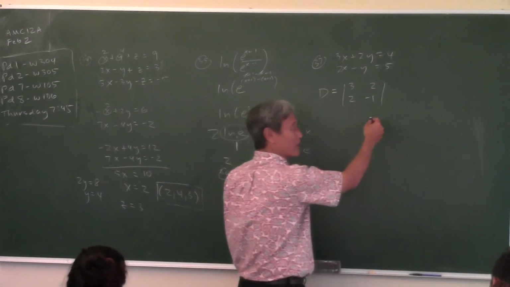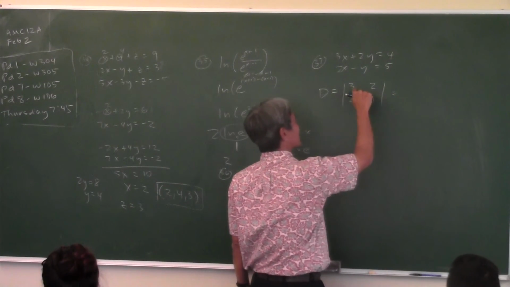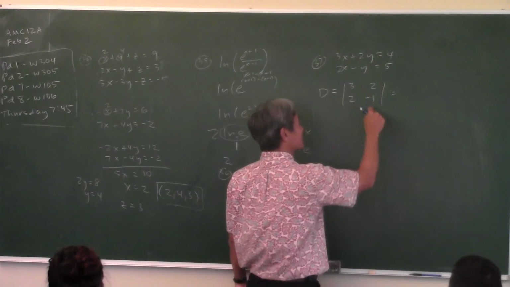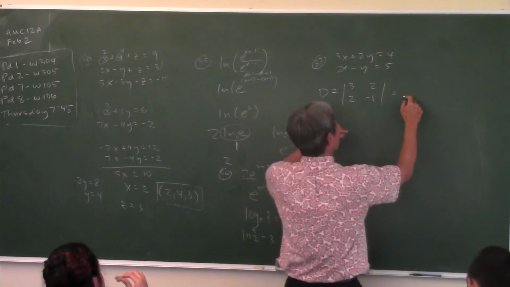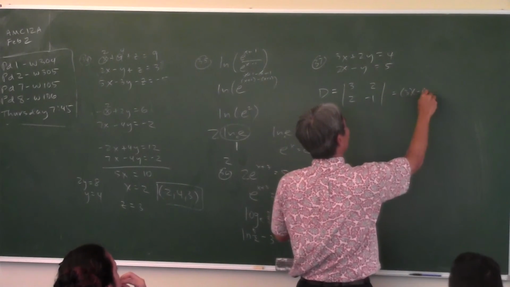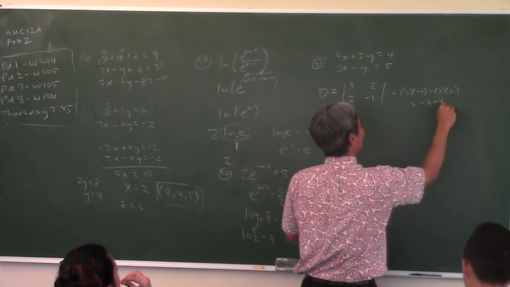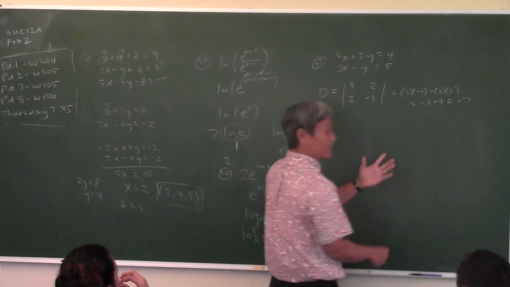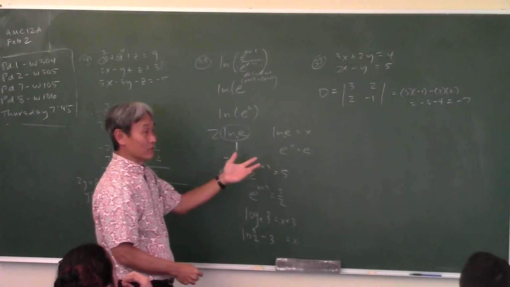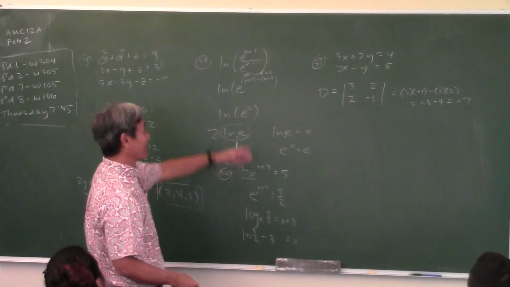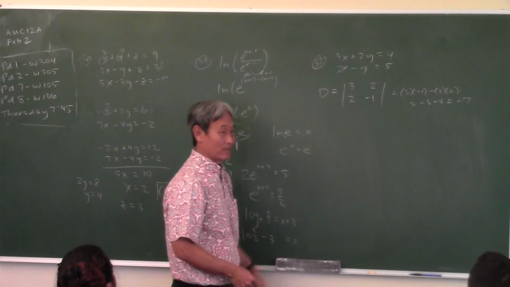Okay, and how do you compute a determinant? This times this minus this times this. So here, 3 times negative 1 minus 2 times 2. What is that? Negative 3 minus 4. See? I mean, if that's the only thing you can do, you got points, right? Instead of getting minus 8, at least you get minus 6, right? Isn't that a lot better?